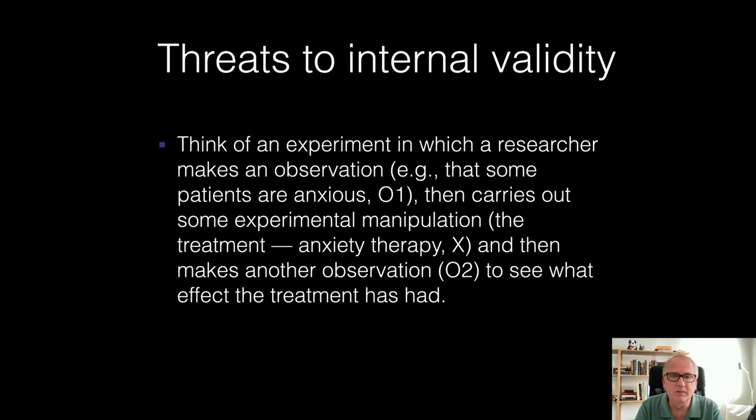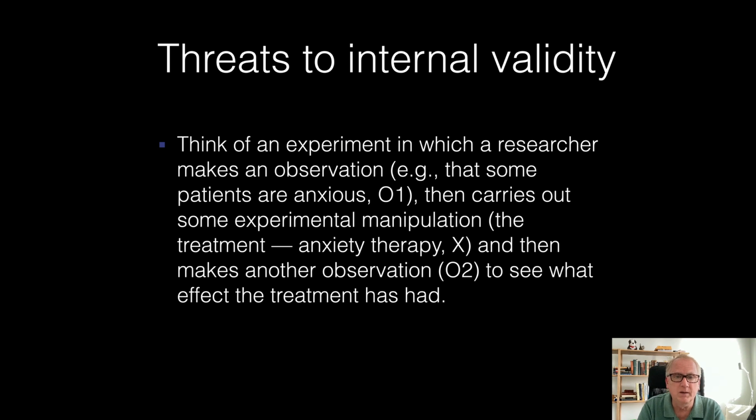I want you to think of an experiment in which a researcher makes an observation. For example, that patients are anxious. Okay, so their first observation is O1, observation 1. And then they carry out some experimental manipulation, like the treatment. Maybe they give them anxiety therapy. So the X would be the treatment, the experimental manipulation. And then they make another observation, O2, to see what the effect of the treatment was. So this is a very common way that we think about diagramming experiments.